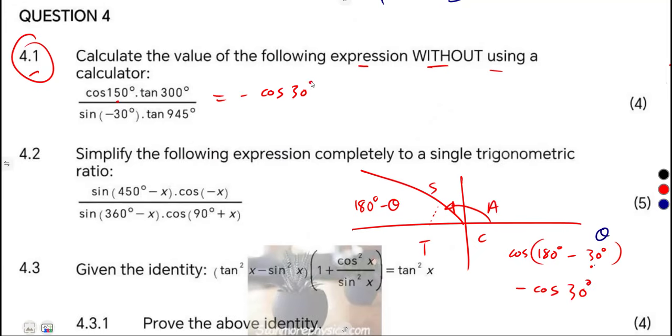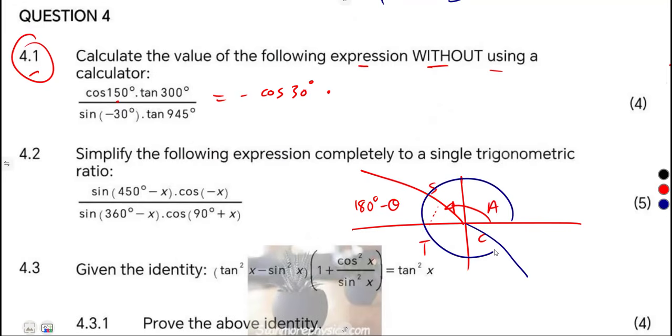times the tan of 300 degrees. 300 degrees is now in the fourth quadrant, and in these angles it is 360 minus theta. So we must write it as tan of 360 degrees minus what? To get 300, it is 60 degrees.